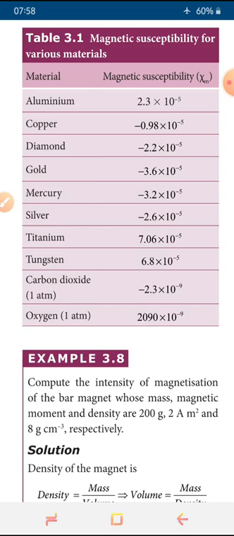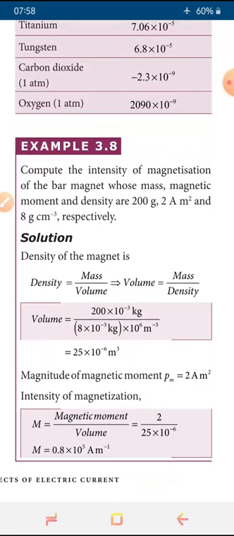Okay, and next one is example 3.8. It is a sum based on intensity of magnetization. See the question, example 3.8. Compute the intensity of magnetization of the bar magnet whose mass, magnetic moment and density are given as 200 gram, 2 A m squared and 8 gram per centimeter cube respectively. So three values are given: mass, magnetic moment and density. They're asking for the intensity of magnetization. So we have to find the intensity of magnetization.